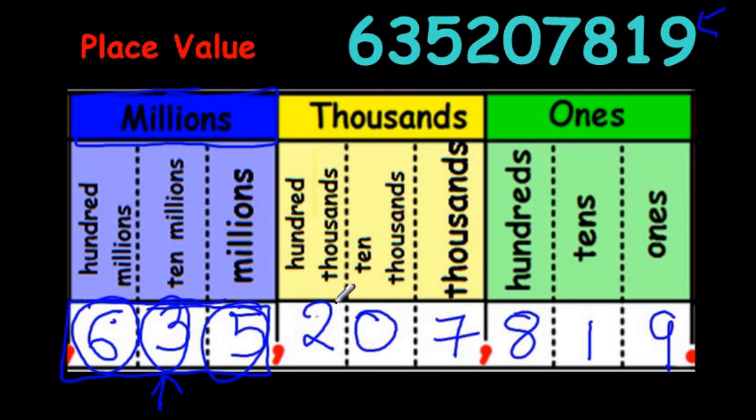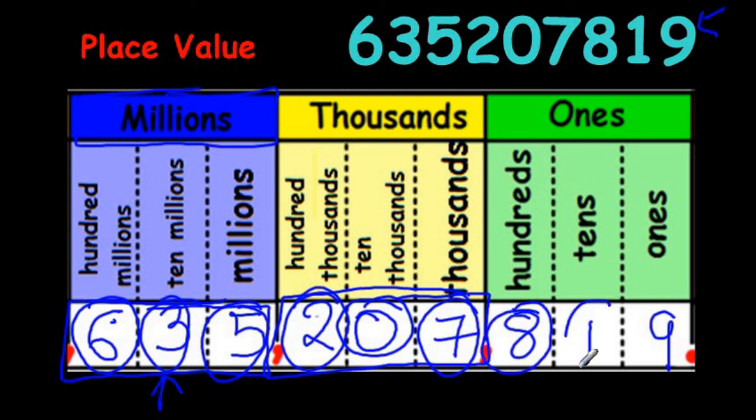We have 2 hundred thousands, 0 ten thousands and 7 thousands. So altogether we have 207 thousands. And what's there in the ones room? We have 800, 1 ten and 9 ones. So we have 819 ones. So let's read the whole number together.